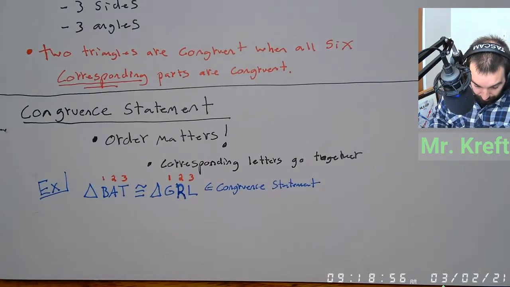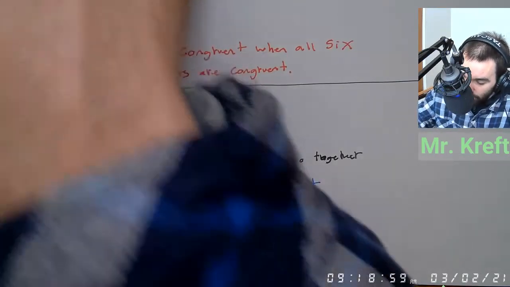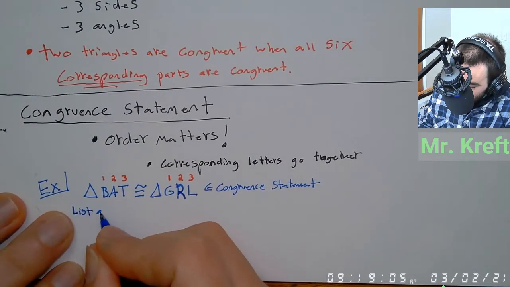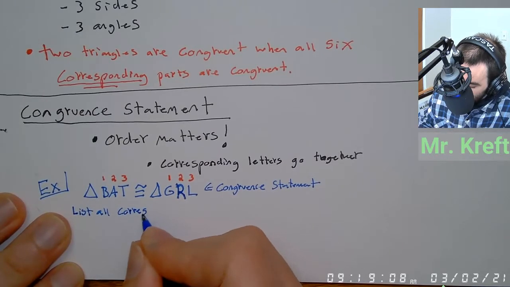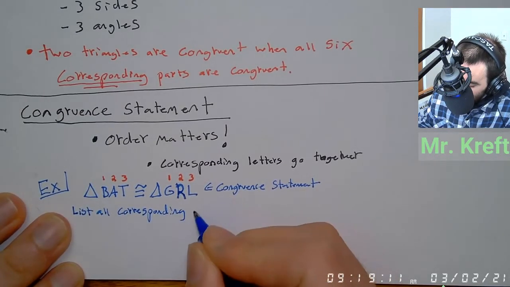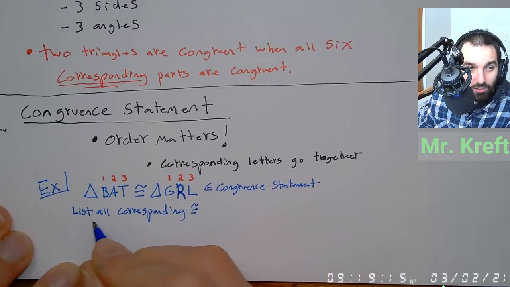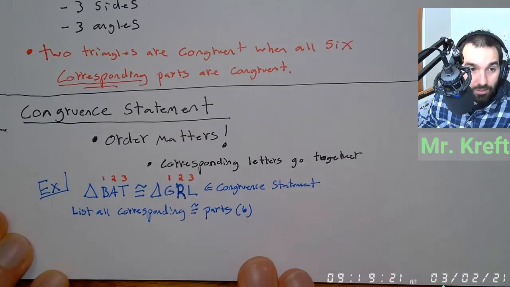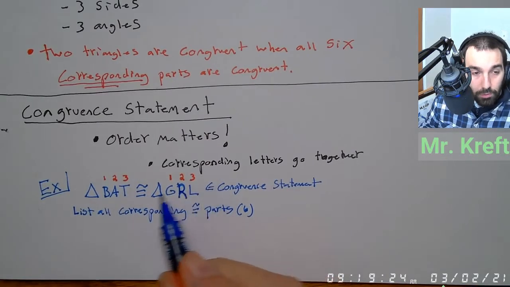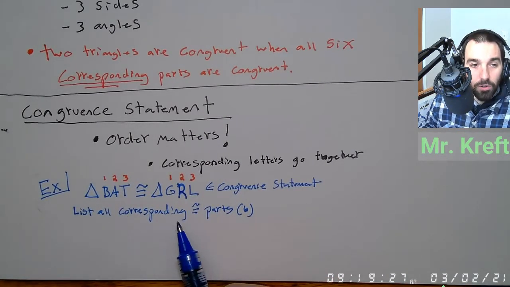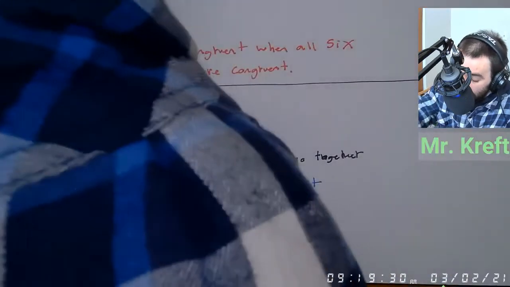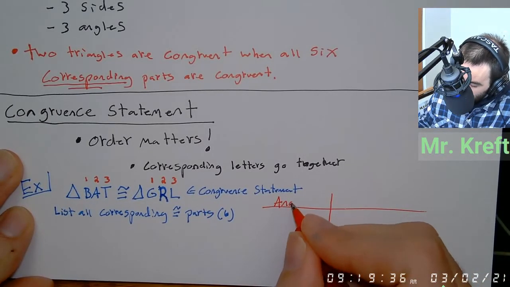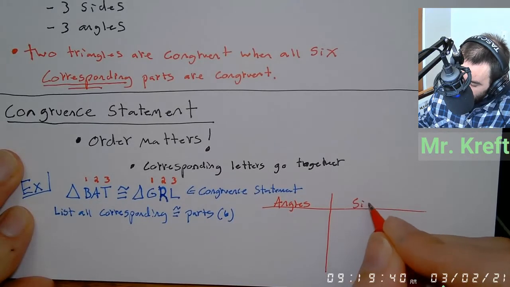Now, what we're going to do is list all corresponding congruent parts. And remember, that's 6. Okay, so given this congruency statement, we're going to list all corresponding congruent parts. So over here, I'm going to make a little column. We're going to do angles and we're going to do sides.